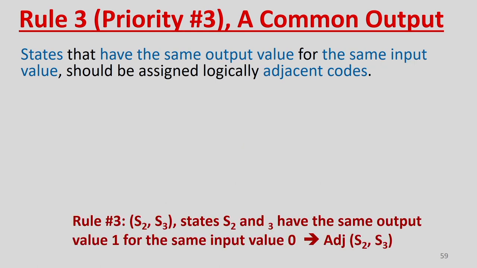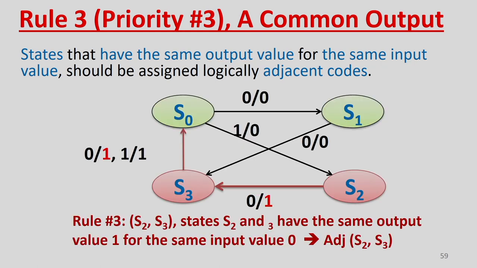And if you look at these things, using the same rule, states that have the same output for the same input, we should assign similar code. In this case S2 and S3 for input 0 are producing the same output 1. So S2, S3 try to assign adjacent code. This is per rule 3. So, there are 3 rules, rule 1, rule 2 and rule 3, and based on these rules, try to assign the code.